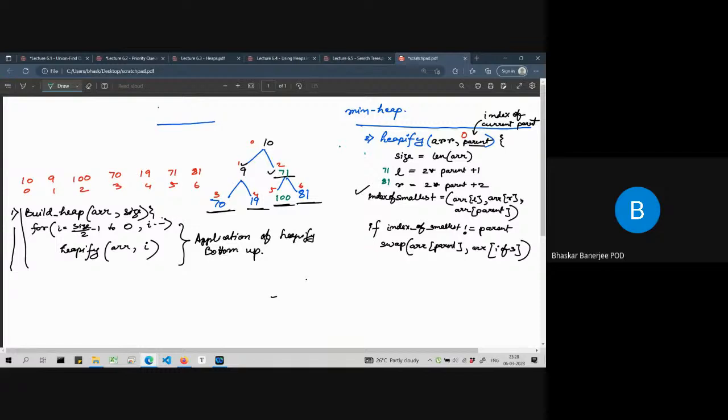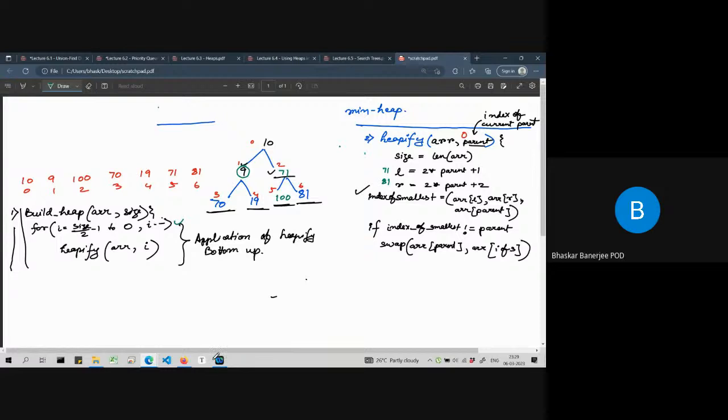After that, what would happen? It would come to the next available node, which was the non-leaf node, which is index 9. Right, because the next for loop iteration will happen for build heap, and i would go to 9. Okay, let's go to 9. Now apply the heapify algorithm. Do I need to swap? No, sir, no need to swap. Done.